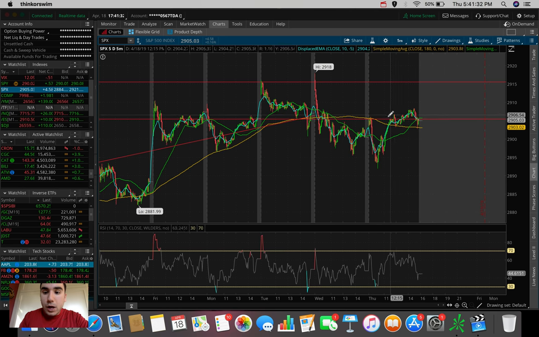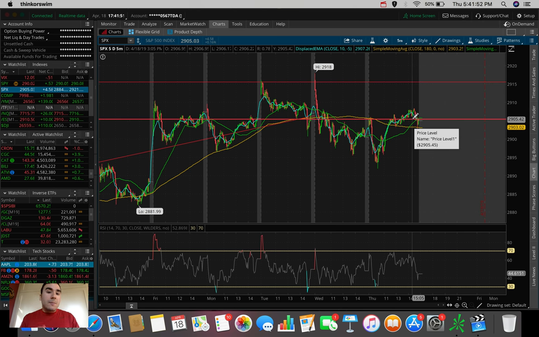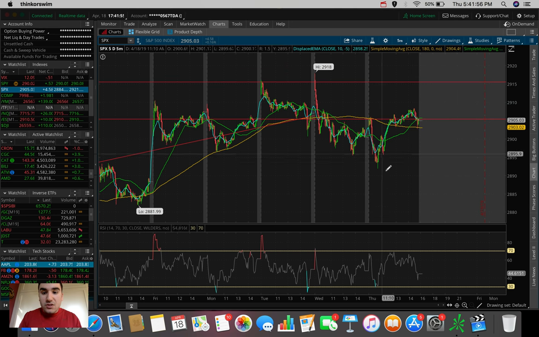Then we popped back up, retested the 2905 level, briefly broke above it to about 2908. Then we ended up selling off towards the end of the market, where we ended up closing right around, honestly, that level of resistance at 2905.